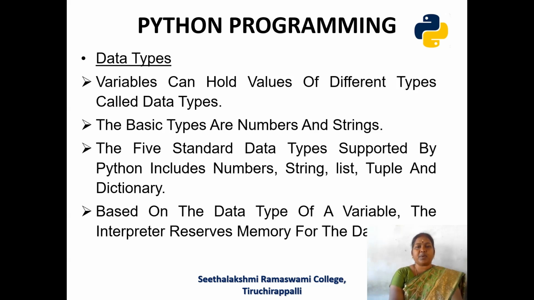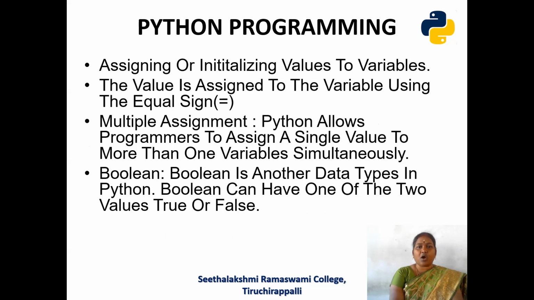The data types that are present in the Python programming language. Variables can hold values of different types, which are called data types. The basic types are numbers and strings. The 5 standard data types supported by Python include numbers, string, list, tuple, and dictionary. Based on the data type of the variable, the interpreter reserves memory, assigning or initializing values to the variable. Values are assigned to a variable using the equal to sign.